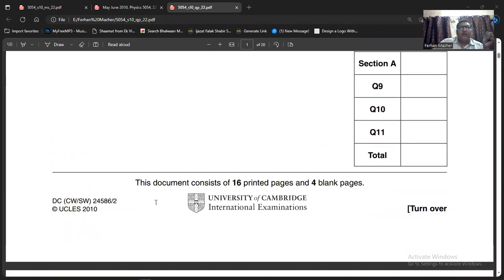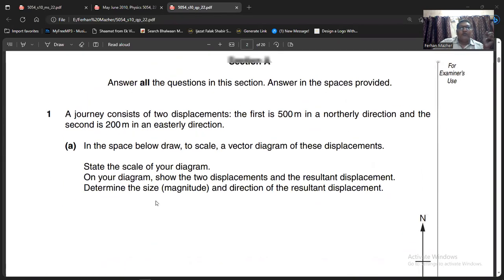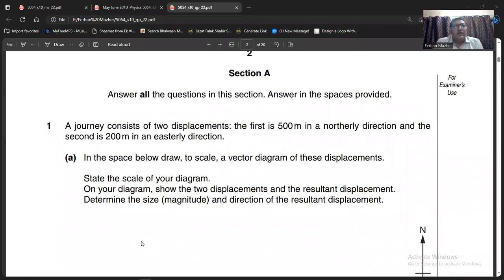So here we go. Question number 1. A journey consists of two displacements. The first is 500 meter in a northerly direction, and the second is 200 meter in an easterly direction. In the space below, draw to scale a vector diagram of these displacements. State the scale of your diagram. On your diagram, show the two displacements and the resultant displacement. Determine the size, the magnitude, and direction of the displacement.